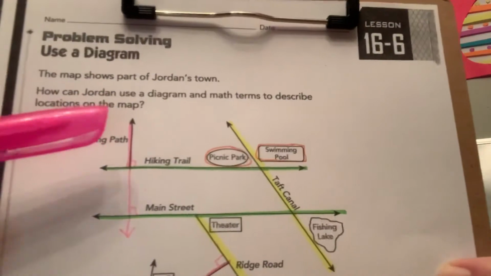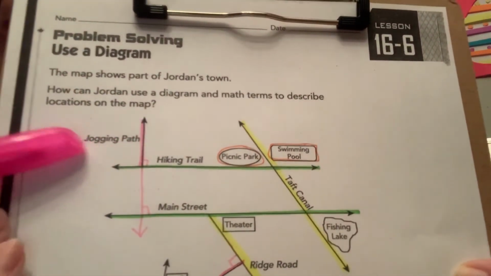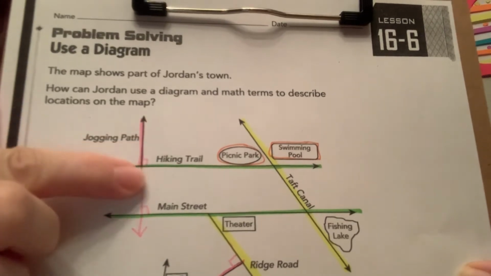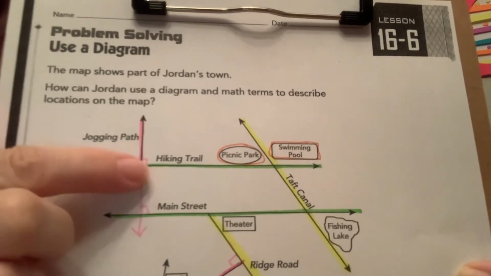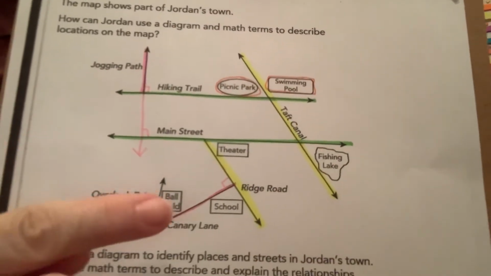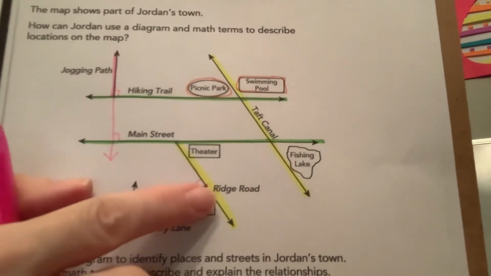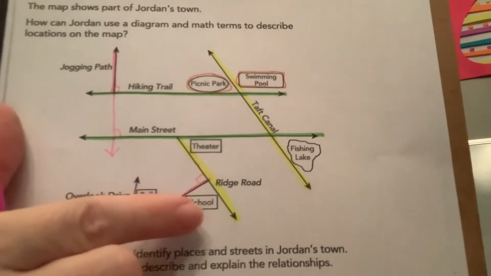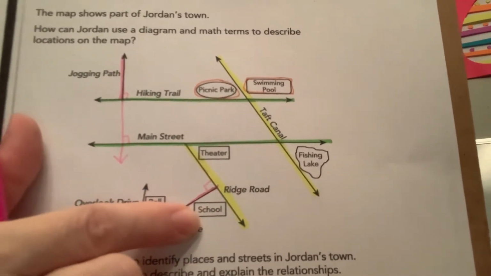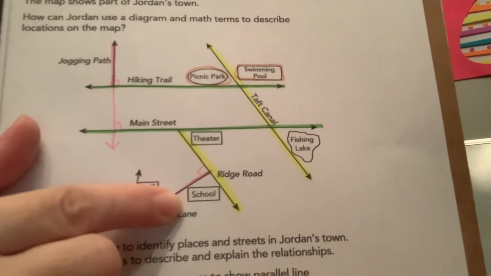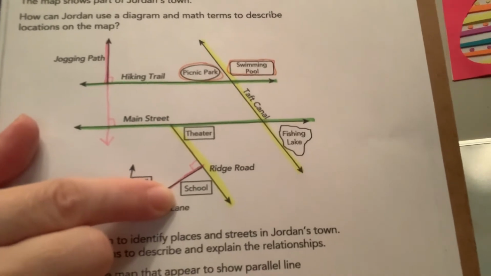So let's look at those perpendicular spots again. There was the jogging path and the hiking trail. There was the jogging path and Main Street, but neither of those intersections has a building. So now I come down here to Canal Street and Ridge Road, where they form a perpendicular intersection, and I find the school is there. So your answer for number 4 should be a school.